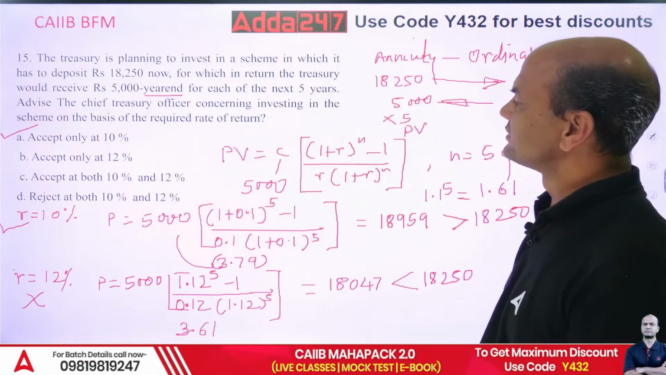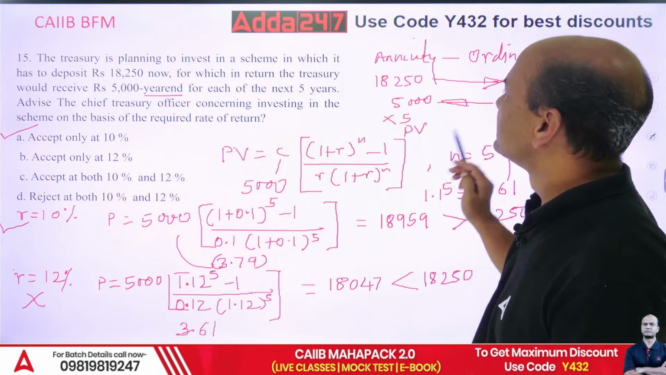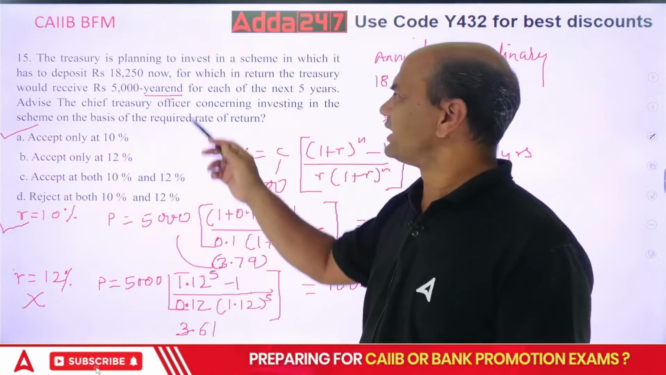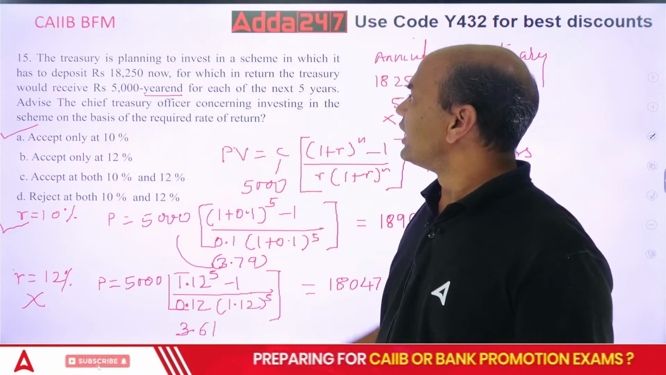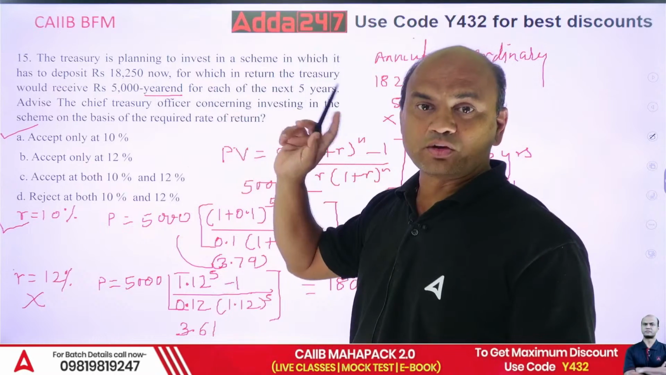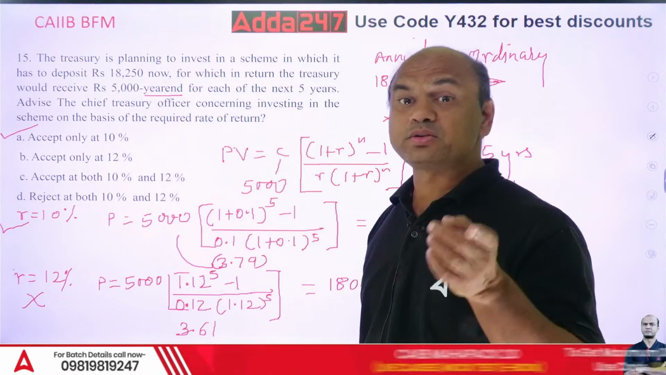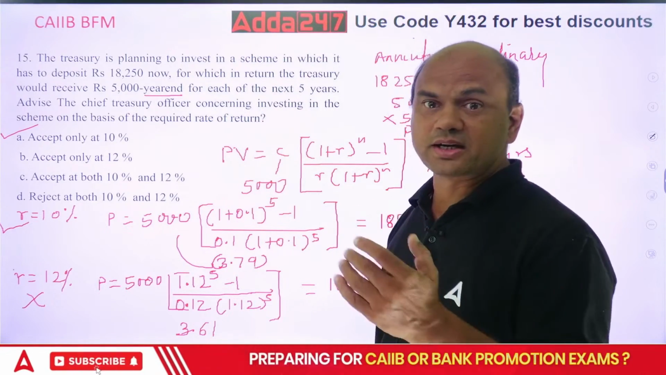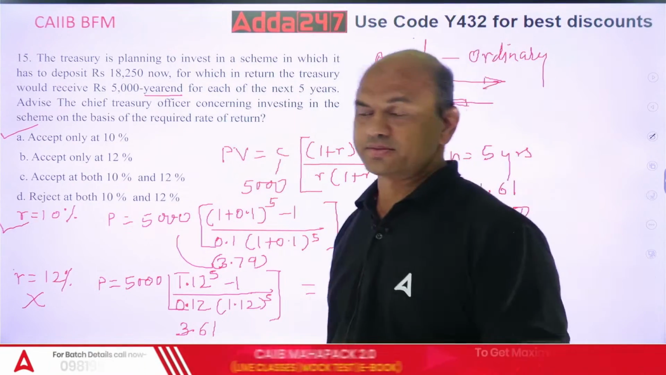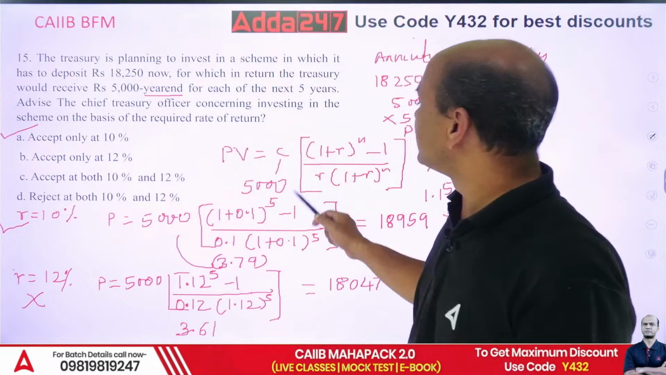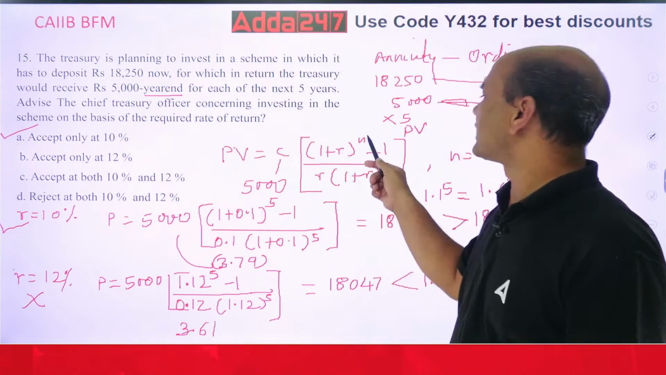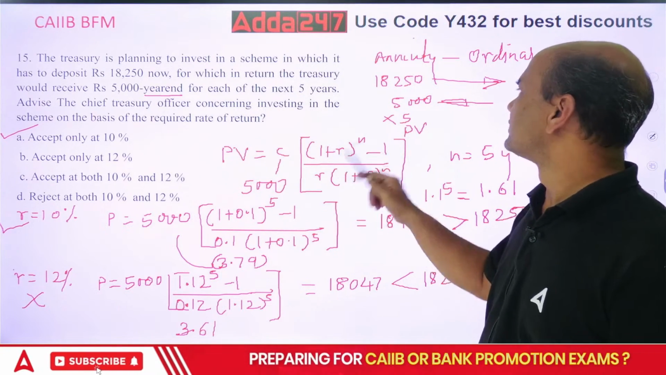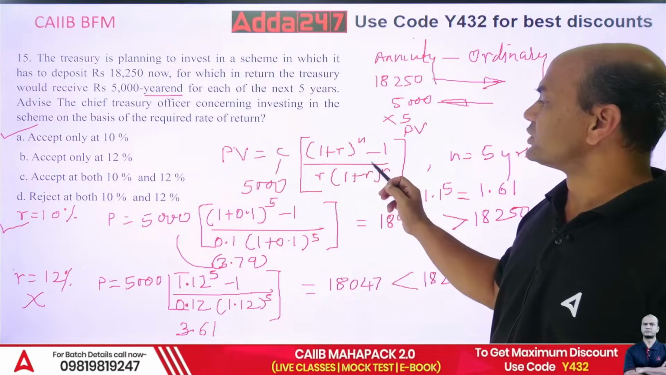See this. Firstly, this question is of what? It is investing in something, 18,250. And what is it getting? 5,000 at the end of each year. End means ordinary annuity. It is getting 5,000 at the end of each year for 5 years. So you should use the formula C into (1 plus R) raised to n minus 1, upon R into (1 plus R) raised to n.